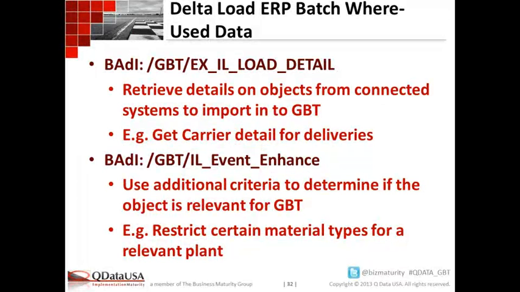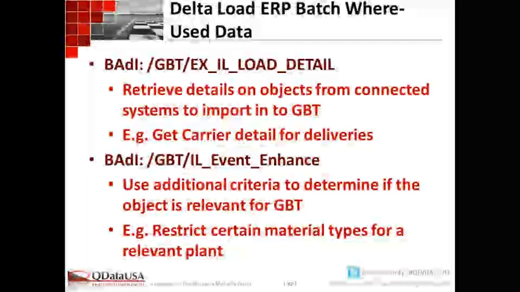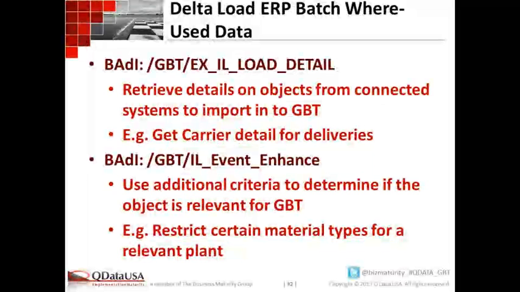Also, the second one over here, the event enhance, is the one that we use if we want to limit the data that goes to GBT, past what is currently available in configuration, which is at the plant level. So basically we may take it down to a material type level. For this particular plant, if the material type is A, it goes to GBT, but if it's B, then no, it's not relevant for GBT.